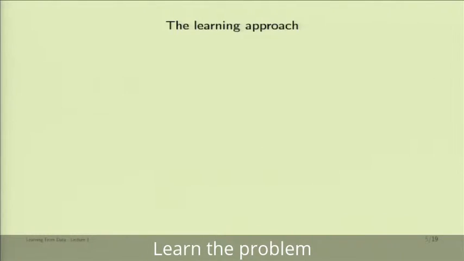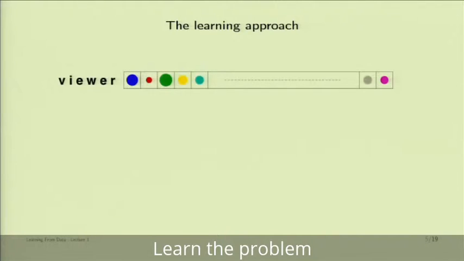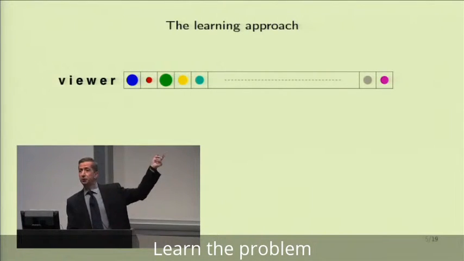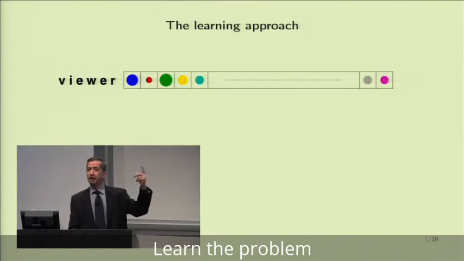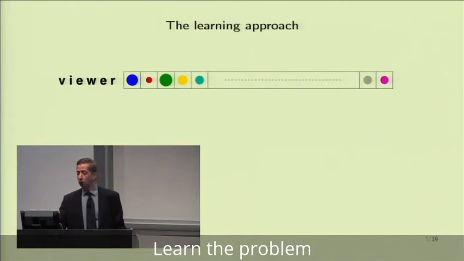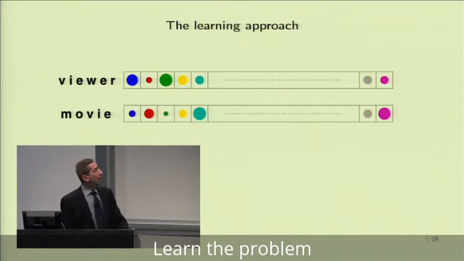So in the learning approach, we know that the viewer will be a vector of different factors and different components for every factor. So this vector will be different from one viewer to another. For example, one viewer will have a big blue content here, and one of them will have a small blue content depending on their taste. And then there is the movie, and the movie will have different contents that correspond to those.